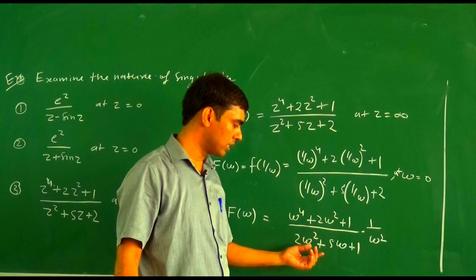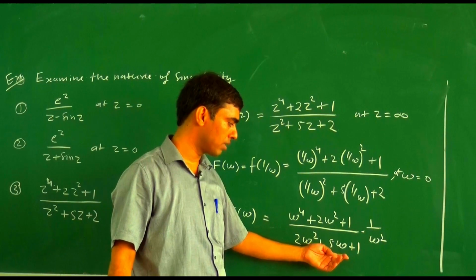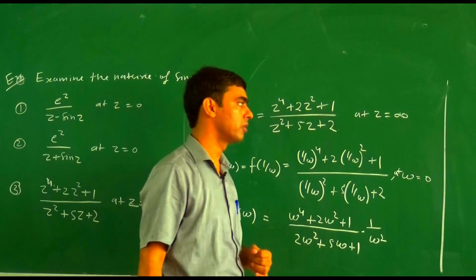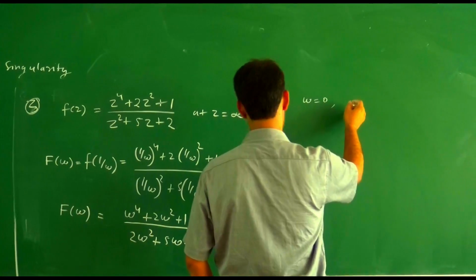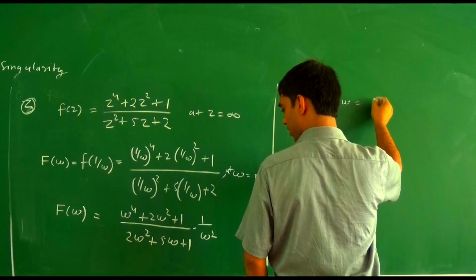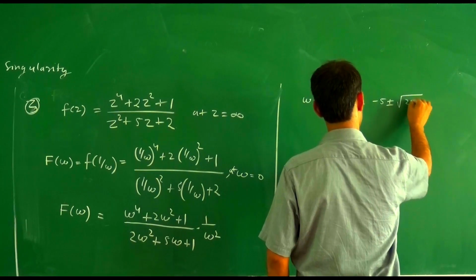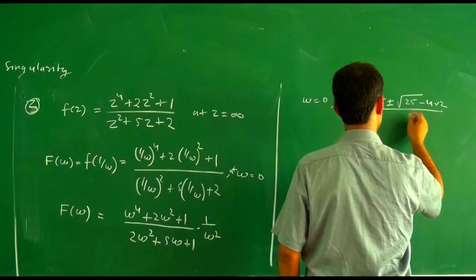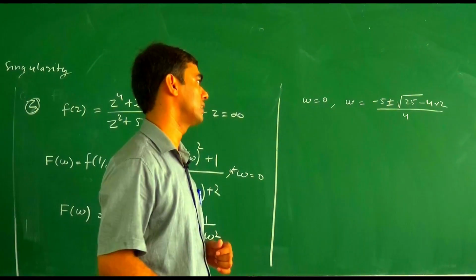If we closely observe here, w equals 0 is one singular point and there are some other singular points, found by putting 2w square plus 5w plus 1 equal 0. So what are the singular points? w equals 0 is one singular point and the others are w equal to minus 5 plus or minus the square root of 25 minus 4 into 2, divided by 2 into 2, that is 4. So there is a finite number of points.